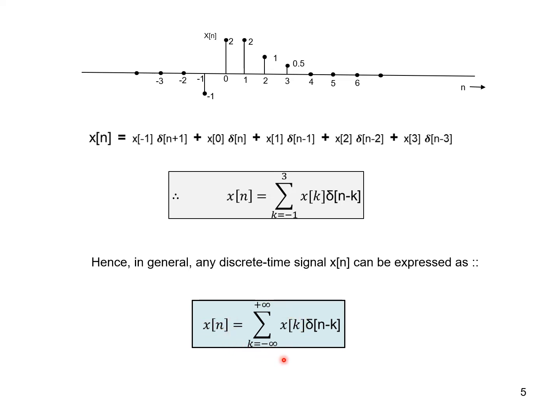See what I do now. Next, I want to tell this point: x of n is the entire signal. x of k is the specific value of the signal x of n at k. That's what it means. x of n is the entire signal, and x of k is the specific value of this signal x of n at instance k, where this impulse is present. That is, the weights of these impulses.